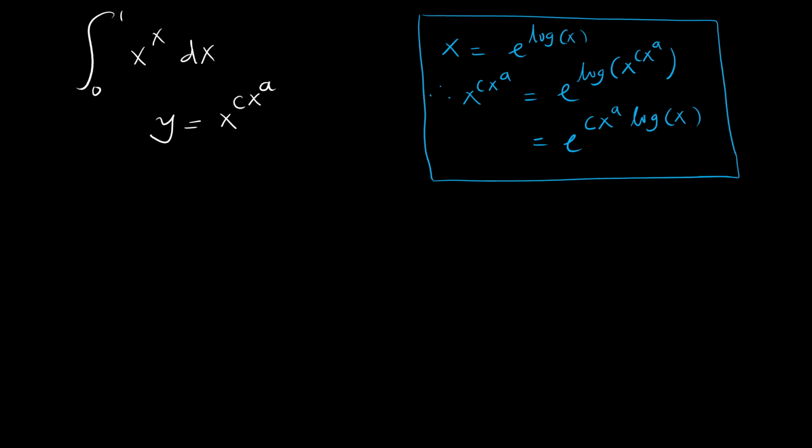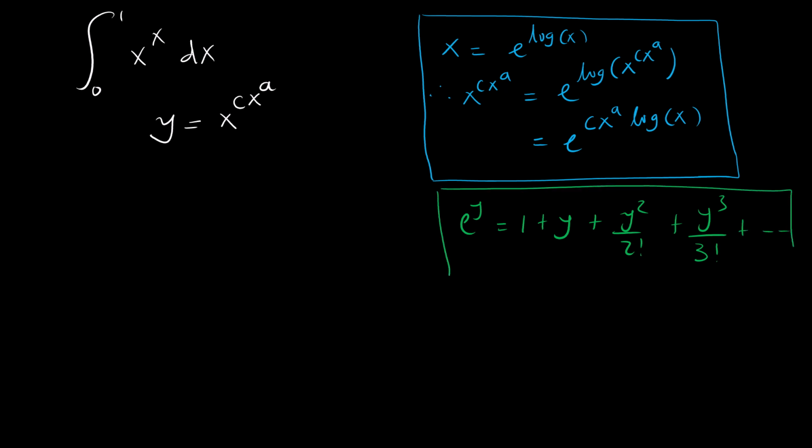Okay, now let's also remind ourselves about one more thing. We know that e to the y is the same as 1 plus y plus y squared over 2 factorial plus y cubed over 3 factorial, and so on and so on. So we'd like to keep that also in its own rectangle as shown there.